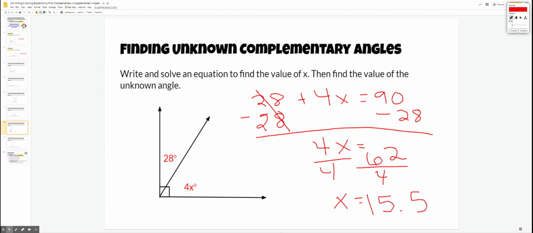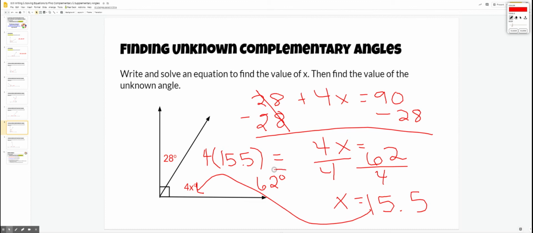Okay. Now what I want you to do is go ahead and plug in your x value and find the value of this unknown angle. Okay, so you should have shown somewhere on your scrap paper that you were actually doing 4 times 15.5. When you multiply that in your calculator, you get 62 degrees. All right, nice job with that one. Let's try one more.